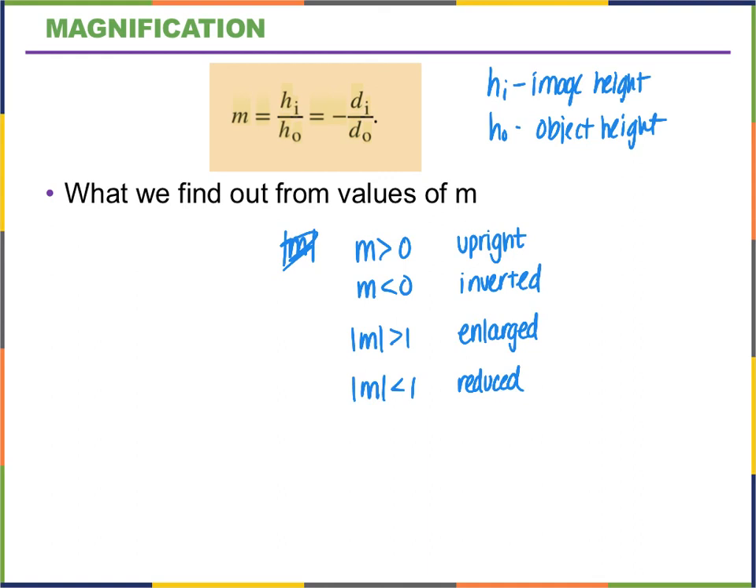So you can get any value for M, any positive value, any negative value. If it's a fractional value, it's a reduced image. If it's greater than 1, it's enlarged, etc. Positive and negative tells you whether it's upright or inverted. And also, obviously, the image height can be positive or negative. If it's upside down, it should be negative. If it's right side up, it should be positive.